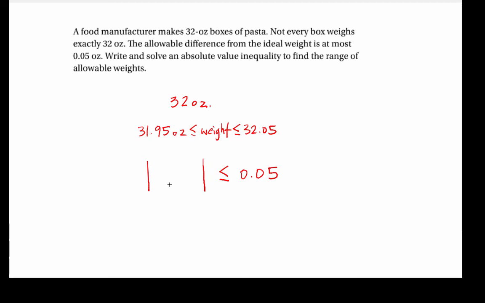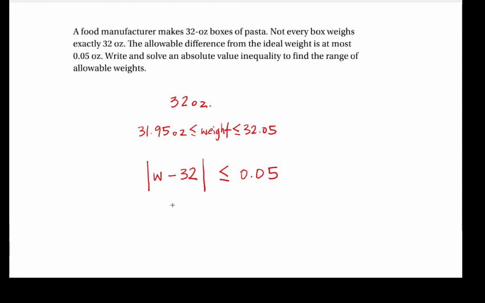So what is the expression that goes in here? Well, it's the difference in the weights, right? So let's say this box of pasta comes off the line, assembly line or the production line. We want to know how much different than the standard 32 ounces is it. So we have to take the weight of the box coming off the manufacturing line, subtract the ideal weight, see if the differences in those weights is less than or equal to 0.05. If this value is less than or equal to 0.05, then it's acceptable. If it's not, they're going to throw it out.